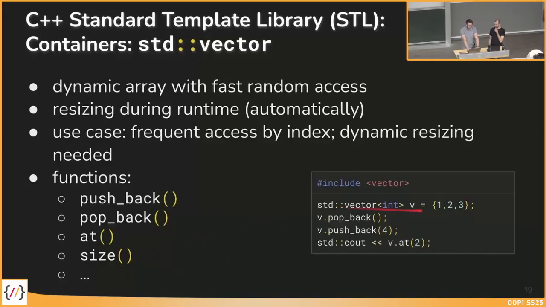For example, a vector with 3 elements, we can call pop_back, removing the last element. We can call push_back, adding the integer 4 to the end. And if we call v.at at index 2, we for sure get then the third element, which is in this case the number 4. So 3 is removed, 4 is added, and then we have 1, 2, 4, and the element at 2 is the integer 4.